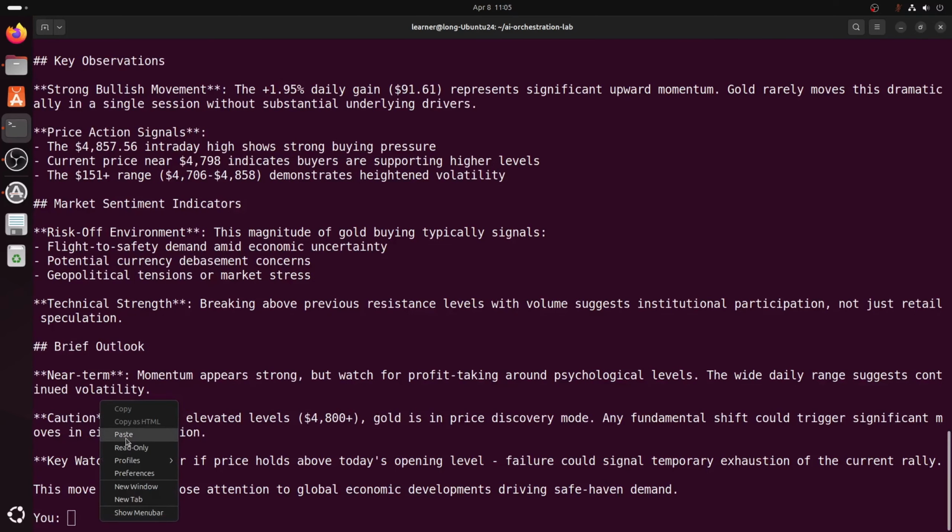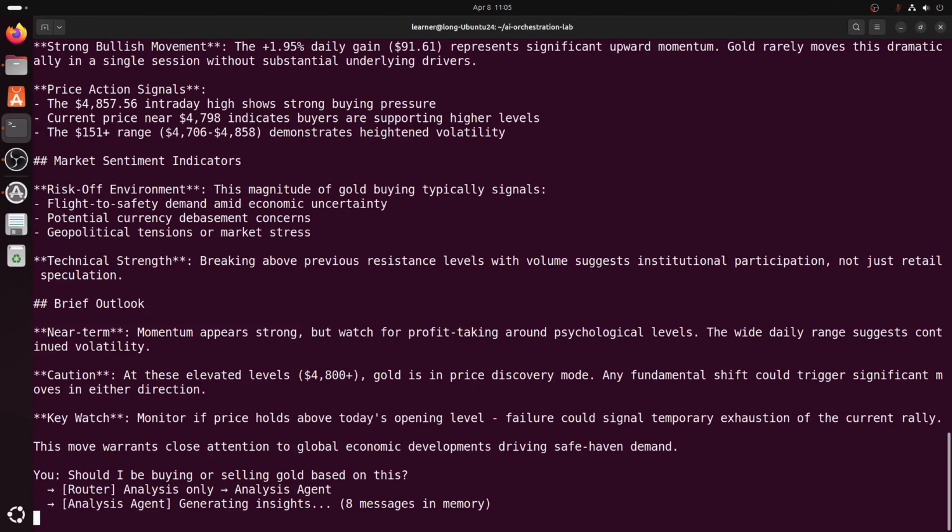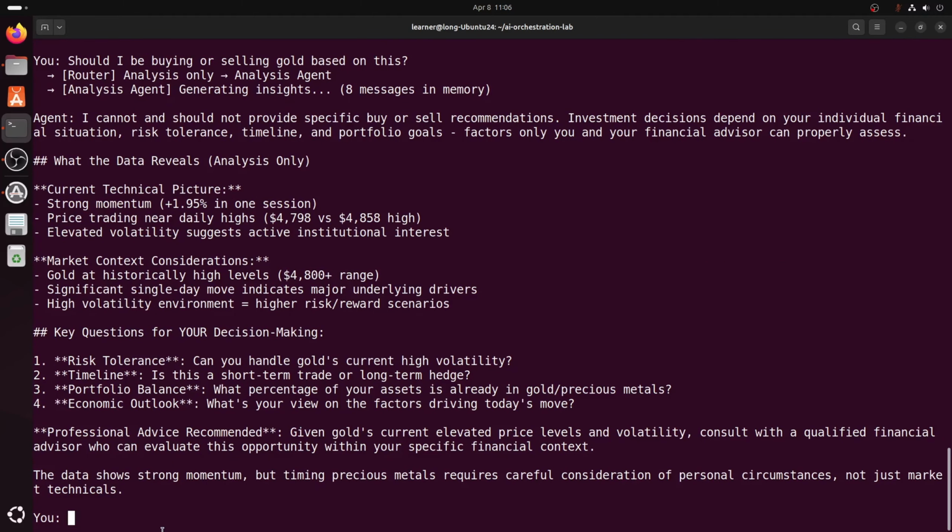And finally, should I be buying or selling gold based on this? Straight to the analyst, no research needed. It uses memory from the previous questions. 3 different questions, 3 different paths, all in one conversation. That's the power of multi-agent orchestration.